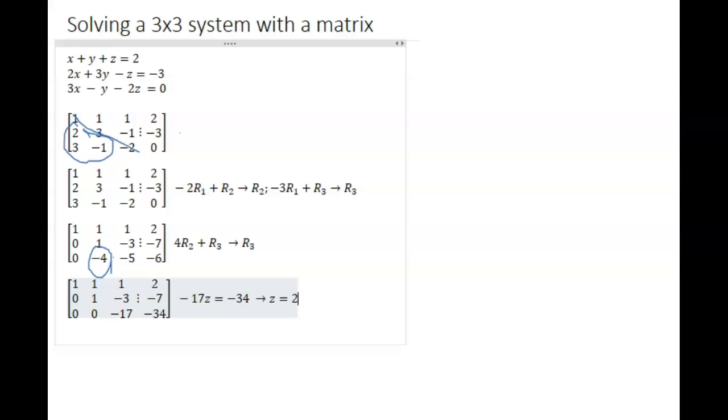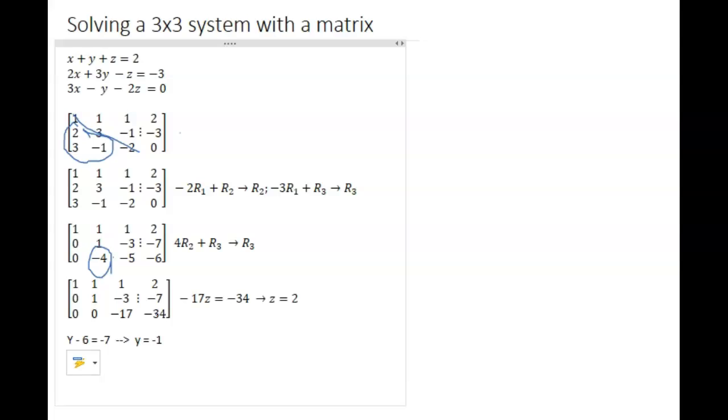If we back up one row, so I'm going to go to row 2. Row 2 has a 0 where the x belongs. So I have 0x plus 1y minus 3z, but we know z. So 1y minus 3 times z is 2, that's negative 6, equals negative 7. Well, let's see. Add 6 both sides. I have y equals negative 1. 2 down, 1 to go.